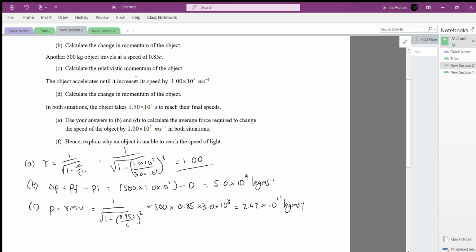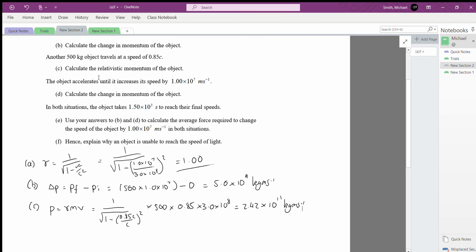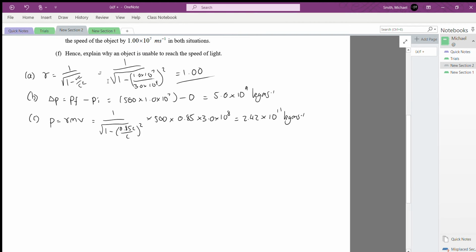That wasn't so bad. So now the object accelerates until its speed increases by 1 times 10 to the power of 7 meters per second. What we need to do is work out the change in momentum of the object. So first we need to work out the new speed, then the relativistic momentum, and then the change in momentum. So that's 3 things that are required for this part.